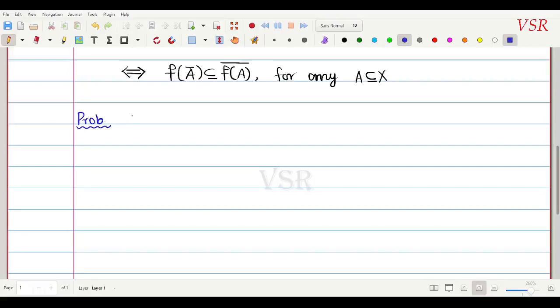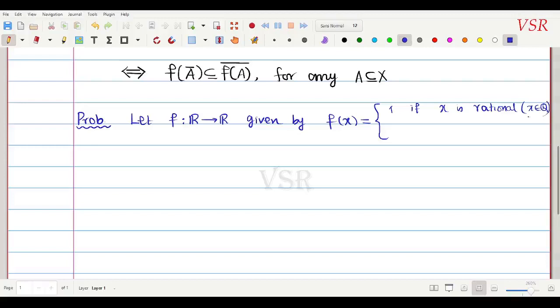Let f be a function from R to R given by, எப்படி டிஃபைன் பண்றேன் அப்படின்னா, f of x is equal to 1 if x is rational, அப்படின்னா அர்த்தம் x belongs to Q. And it is 0 if x is irrational. Show that f is not continuous.